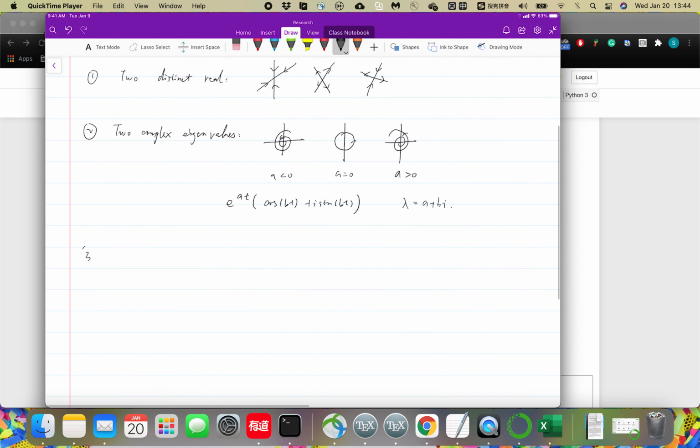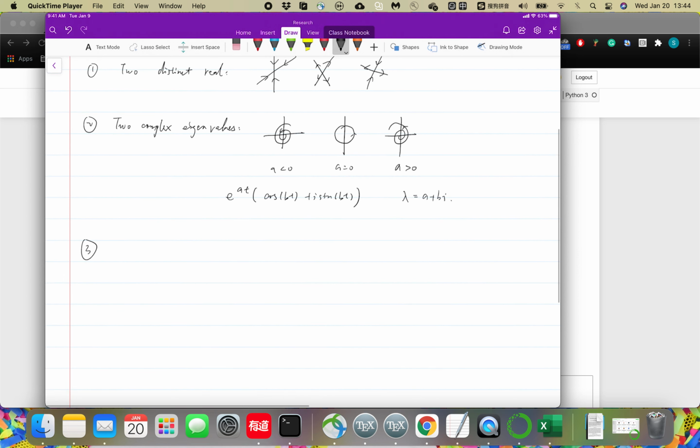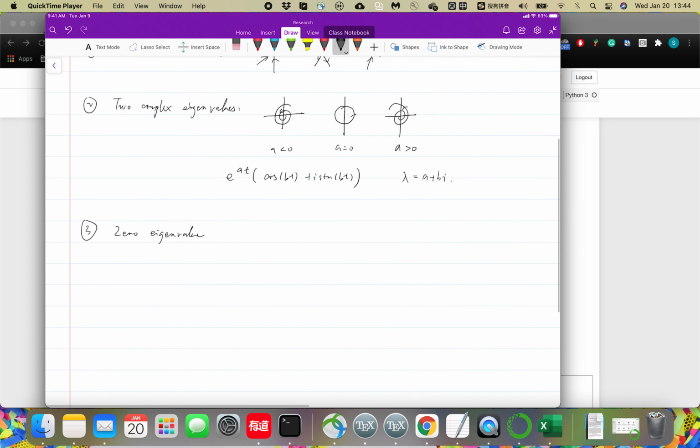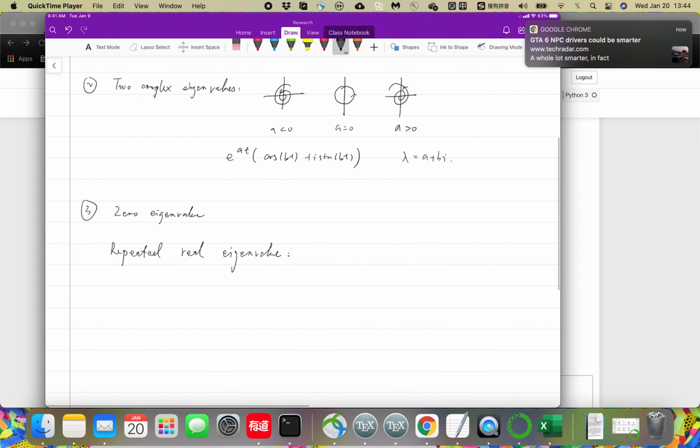Okay, we have 2 more cases left, and we are going to handle them both from here. So that's when we have still real solution, but we have a 0 eigenvalue, or we have a repeated eigenvalue. Actually, let's not put them together. And the repeated eigenvalue means we have 1 real, but it's repeating, instead of 2 distinct reals.